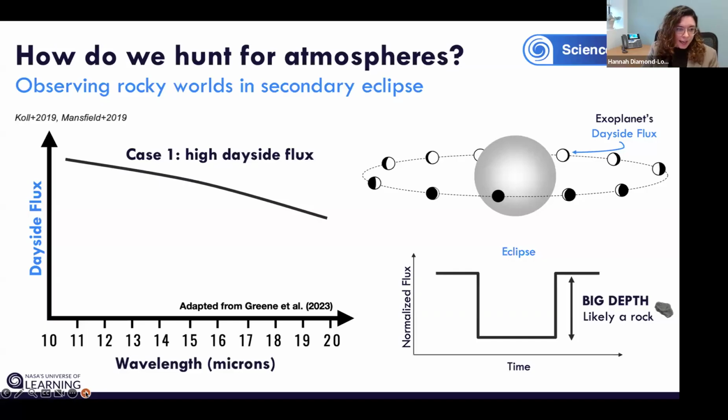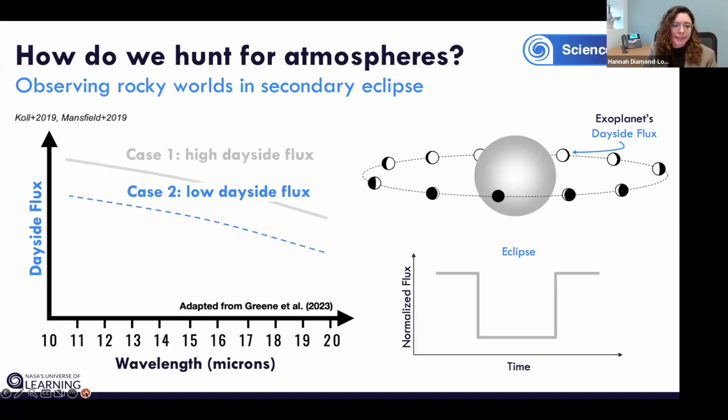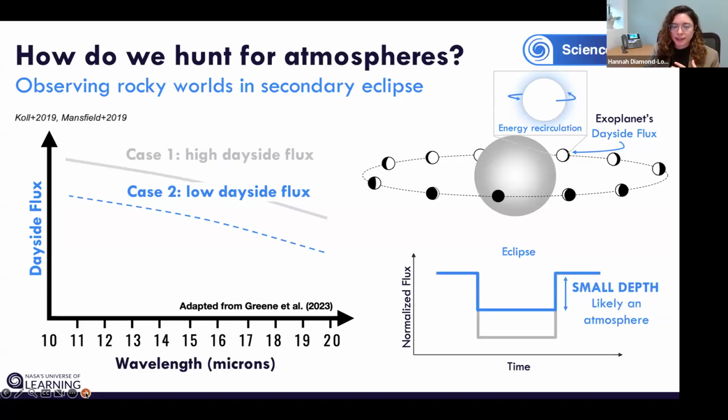In the converse case, though, next slide, where the planet has a lower day side flux, next slide, this is indicating that there is some kind of atmosphere, some kind of fluid around the rocky surface of this planet that is transporting heat from that hot day side around to the night side. And because you have to have conservation of energy, that day side then becomes cooler. And what we would measure, next slide, is a shallower eclipse depth like this.